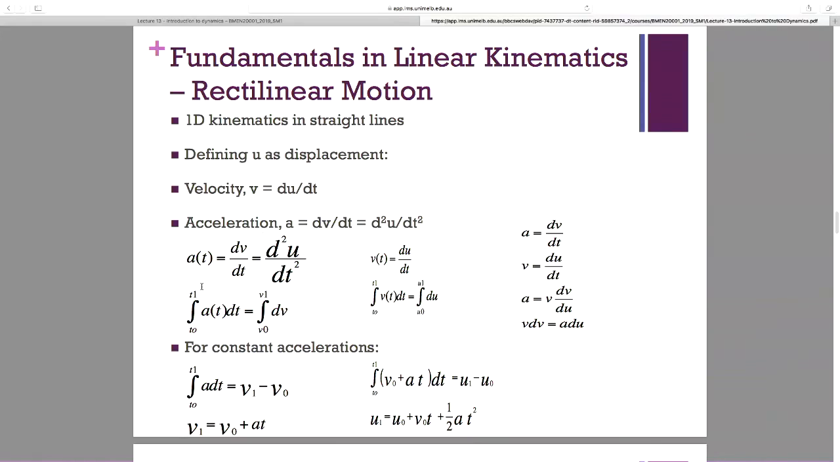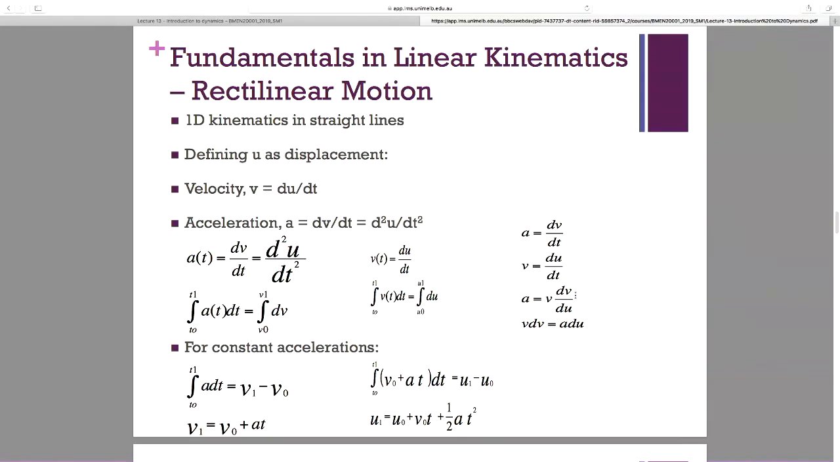We know that acceleration is meters per second squared. It is the derivative of velocity, the rate of change of velocity, and velocity is the rate of change of displacement. So that's what's given in these three equations up here. A equals dv dt, v equals du dt, and then there's one other relationship that you can derive, which relates acceleration, velocity, and displacement in one equation, which is A equals v dv du.